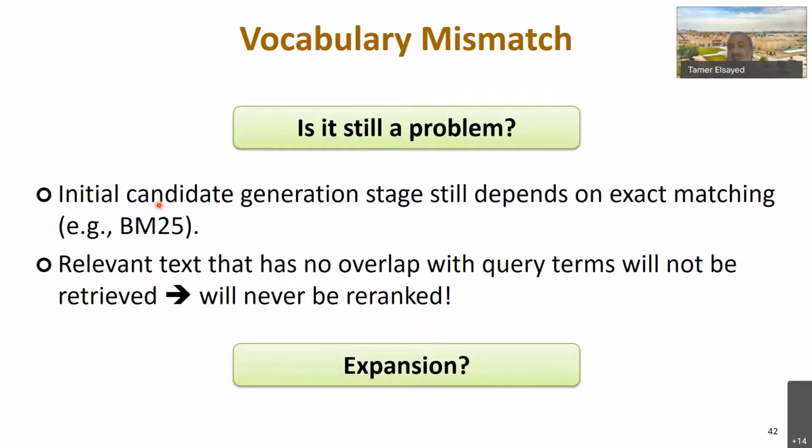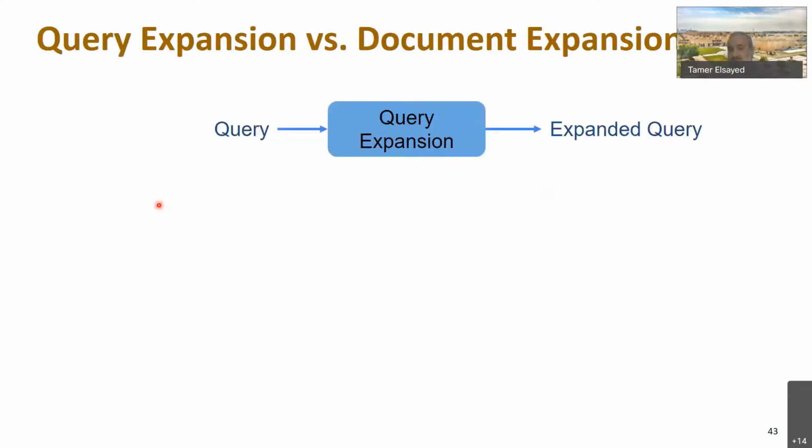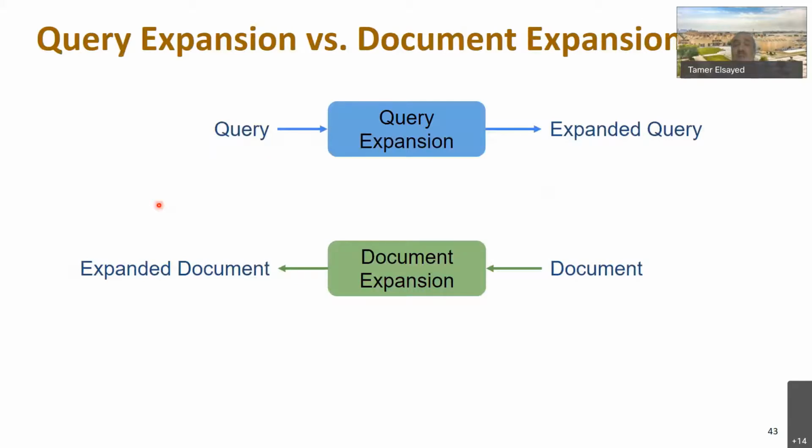Okay, so we know query expansion: we get a query and pass it to the query expansion module, and we get an expanded query out of it. But there is another type of expansion called document expansion. In document expansion, we don't expand the query, we expand a document. So we take a document and find terms that are related to that document so that we can add them to the document.